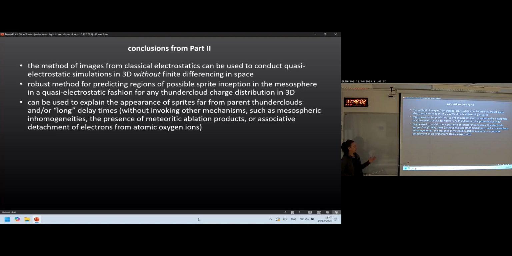Now, over the years, people saw these observations and invoked all kinds of other mechanisms to try to explain why the sprite is way over there, and some milliseconds after the original lightning event. And I don't need any of those other explanations. I don't need to invoke all these inhomogeneities or meteors or detachment of electrons, all these kinds of things that they came up with to try to explain it. Actually, the basic physics can explain it if you work in 3D and put in all the terms you need. Okay, that's it.